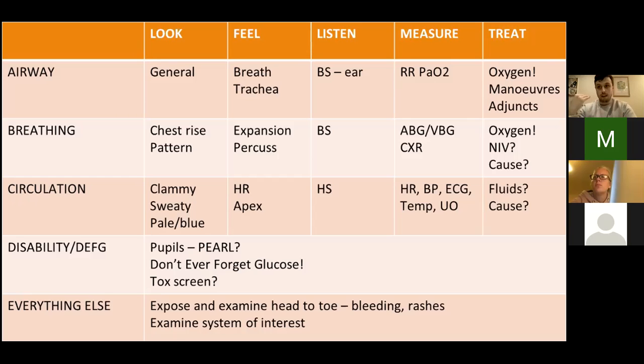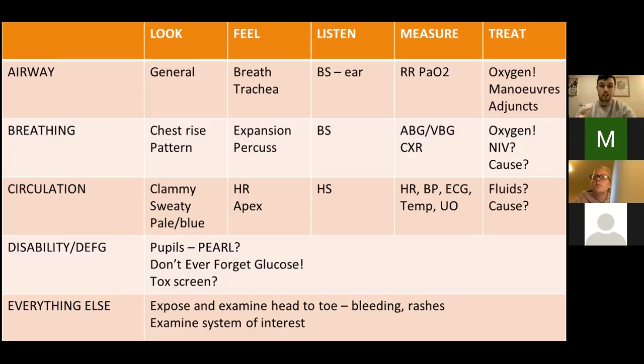If A is okay, then you go on to B, and then having a look, making sure that the chest is equally expansive, percuss, listen, ensuring that there's enough equal air entry on both sides. By measuring and treating, so you can measure breathing by doing an ABG or chest X-ray, and then treating with high flow oxygen or different oxygen adjunct if possible, or if necessary.